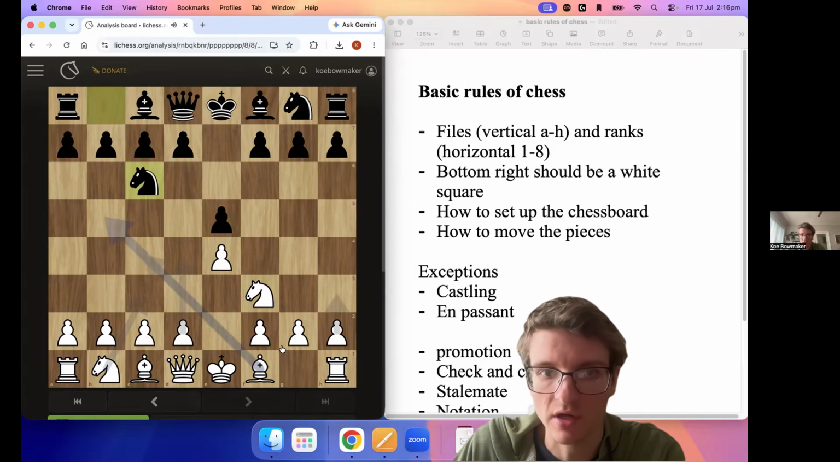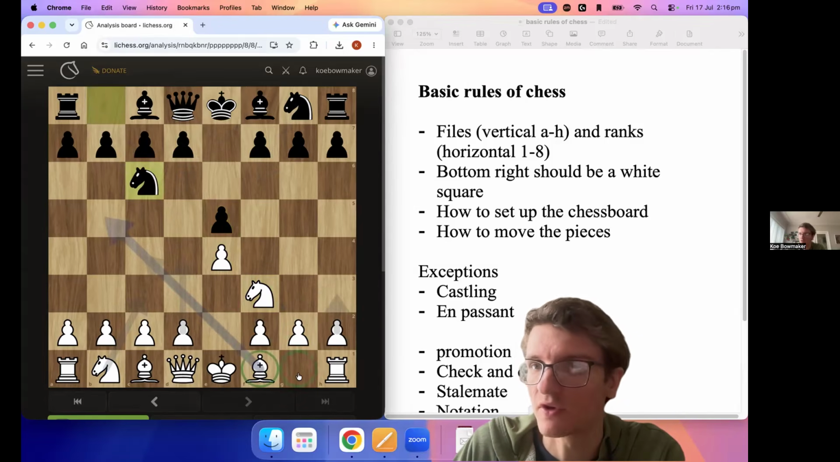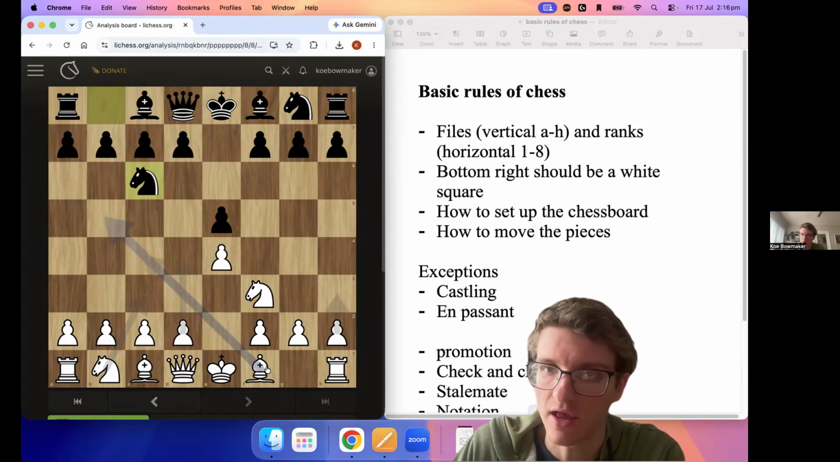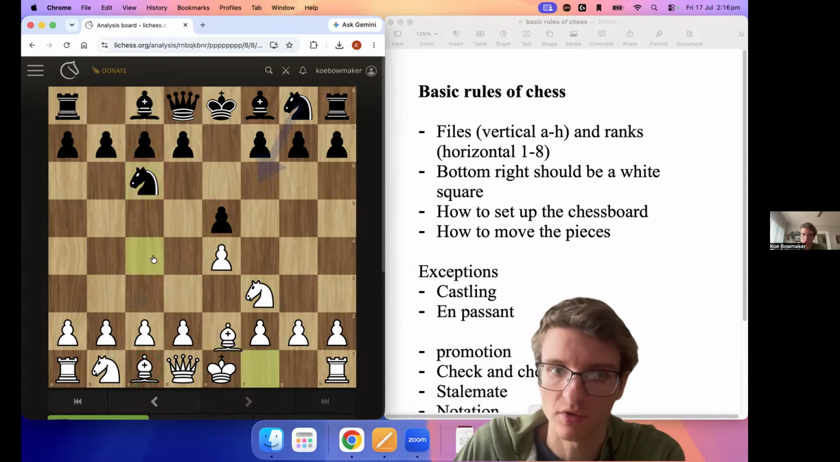Now the bishops can only move diagonally, and they can only move on the color of square that they start on. So this bishop will never be able to move on to a dark square because it started on a light square. Same thing with this bishop that starts on a dark square. It would never be able to go onto a light square. So we're just going to put this bishop here.